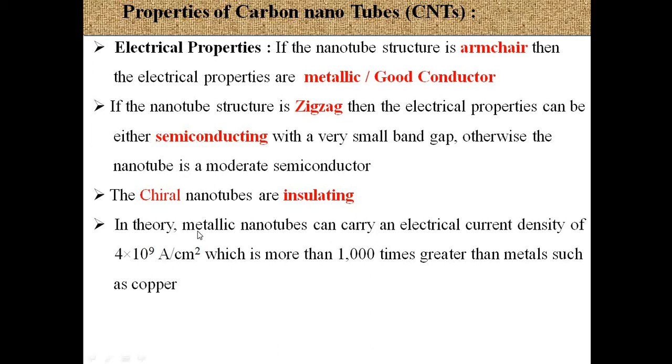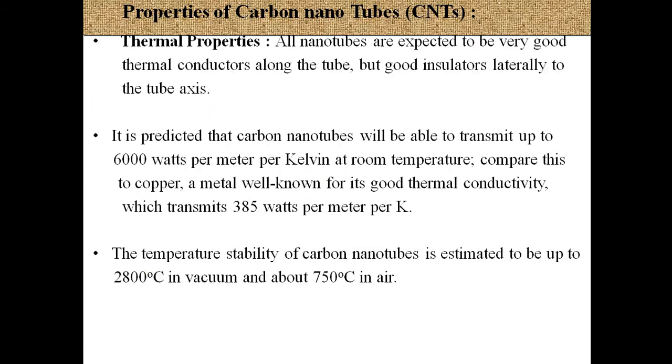In theory, this is another important sentence. Please remember this. In theory, a metallic nanotube can carry an electric current density of 4 into 10 to the power 9 ampere per centimeter square, which is more than 1000 times greater than a metal such as copper. Please see the conductivity of copper. The conductivity of the CNT is 1000 times greater than copper. This is the beauty of carbon nanotubes. So my dear friend, that's why carbon nanotubes are very important.